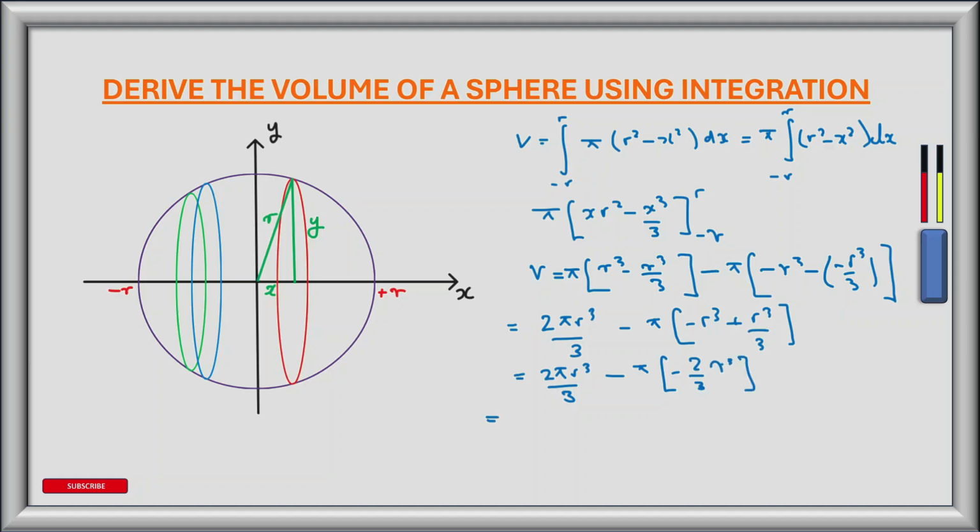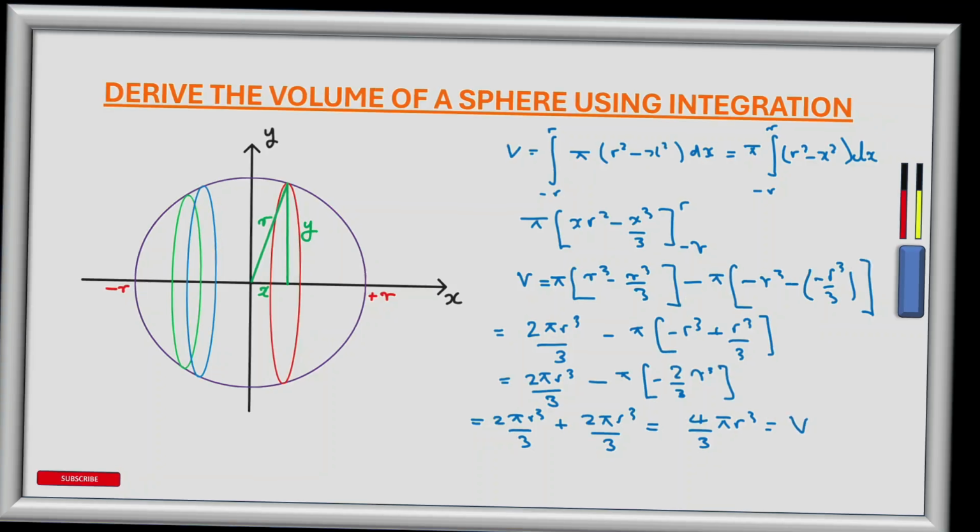So this gives us 2 pi r cubed over 3 plus 2 pi r cubed over 3, which is equal to 4/3 pi r cubed, which is equal to the volume of a sphere.